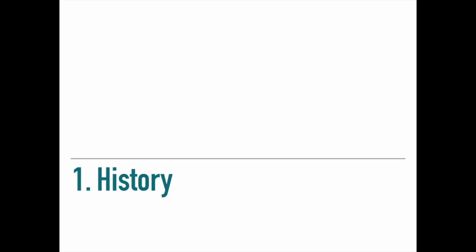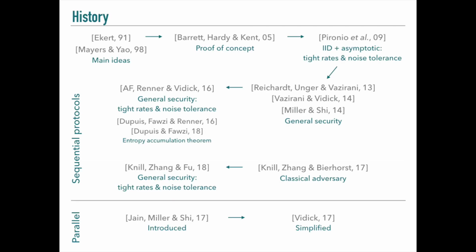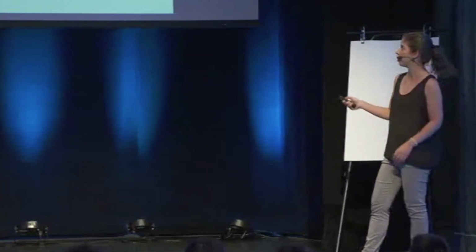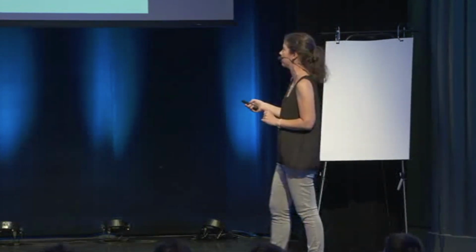Good. Okay, so history, again, split here into parallel and sequential protocols, sequential interactions. Most of the work is just with sequential protocols. The first two works that gave the main ideas that started this entire field, these famous works by Ekert and Mayers and Yao, just gave the main concept. And then we got a proof of concept from Barrett, Hardy, and Kent. This means they just got one bit, and in a case where there isn't any noise, but this was just to say, okay, it is possible to take a Bell violation and get a key out of it, to get a secure bit.